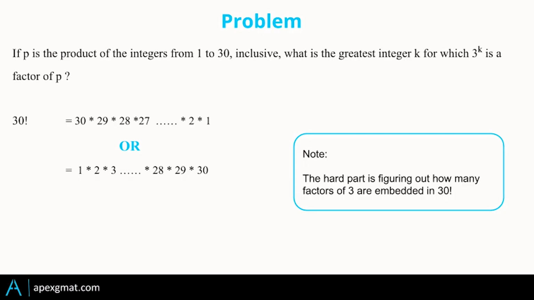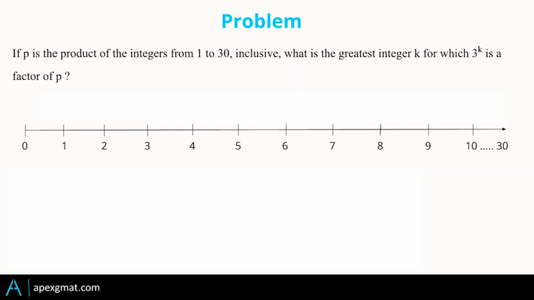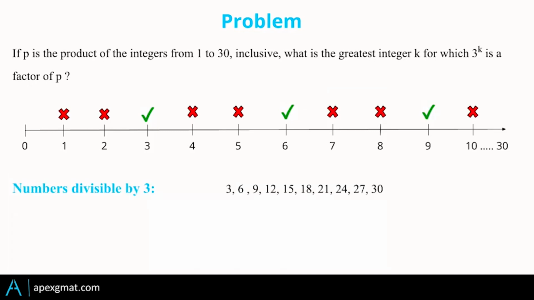That's the hard part. Figuring out how many there are, once you have an algorithm or a system for it, is fairly straightforward. If we lay out all our numbers from 1 to 30, and we don't want to sit there and write them all, but just imagine that number line in your head. 1 is not divisible by 3. 2 is not divisible by 3. 3 is. 4 isn't, 5 isn't, 6 is. In fact, the only numbers in this product that concern us are those divisible by 3. 3, 6, 9, 12, 15, 18, 21, 24, 27, 30.